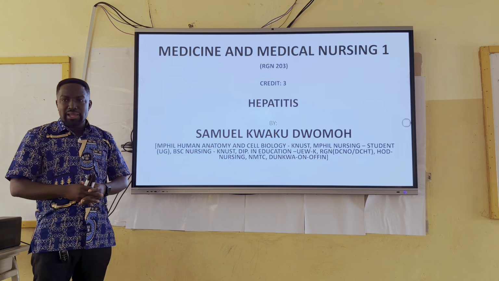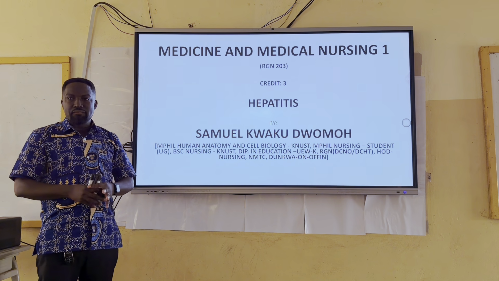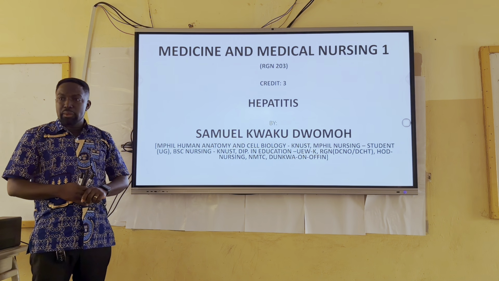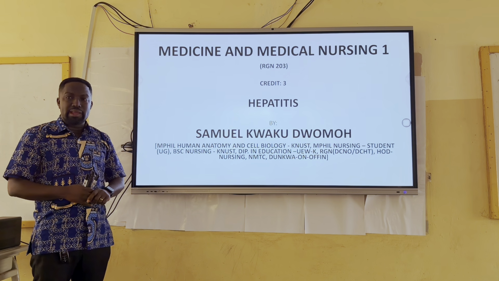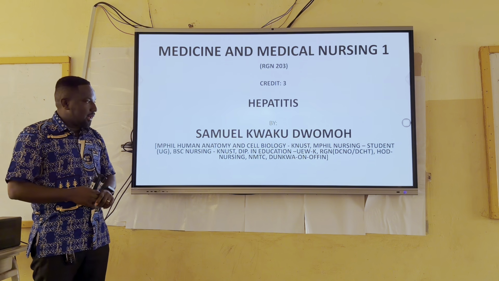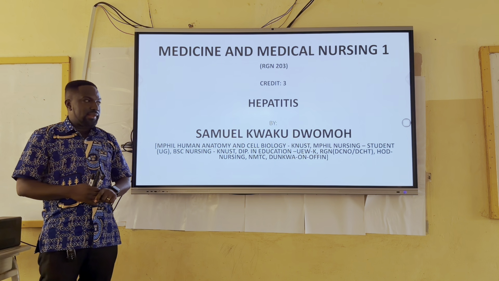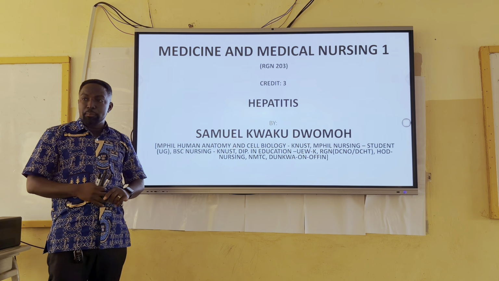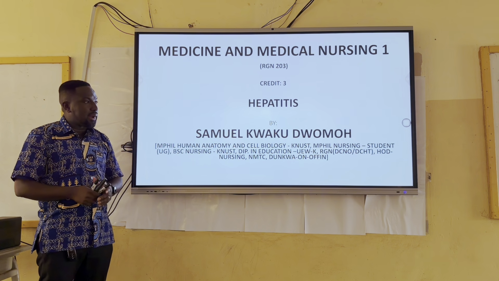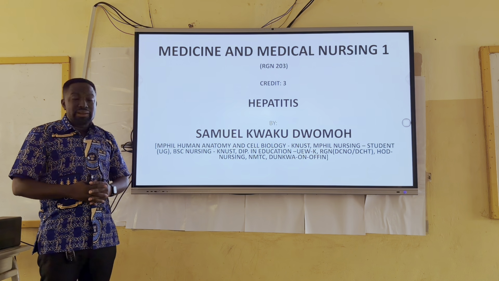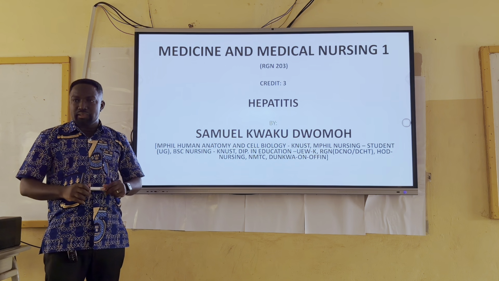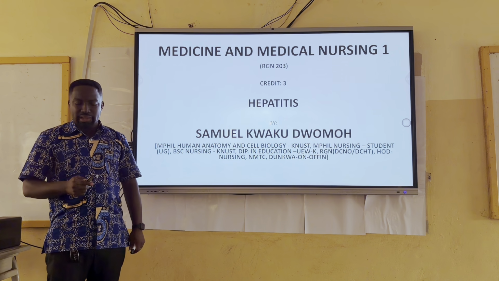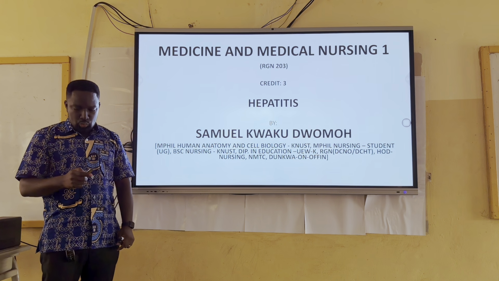Once again, your lecturer, my name is Mr. Kwaku Dwomoh. I have an MPhil in Human Anatomy and Cell Biology from KUST. I am currently pursuing my second master's degree, that is MPhil Nursing at the University of Ghana, Legon. I also have a Bachelor of Science Nursing degree from KUST in 2008. And I also have a diploma in education from the University of Education, Winneba Kumasi campus. I am a registered general nurse, currently at the level of Deputy Chief Nursing Officer, and I am also the head of the Department for Nursing at the Nursing and Midwifery Training College.